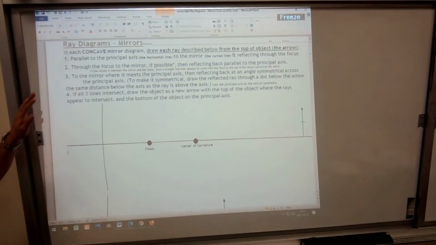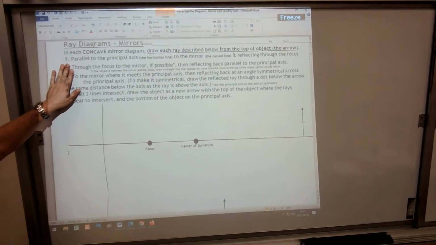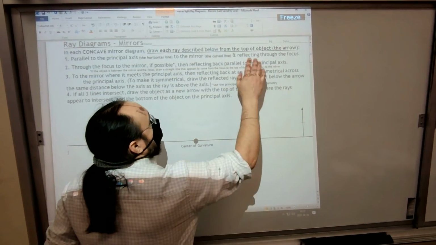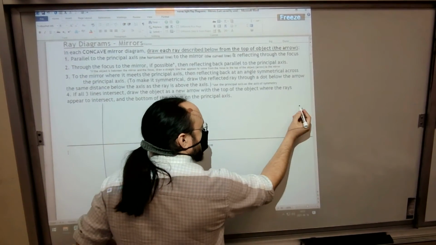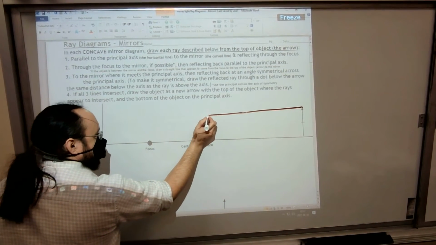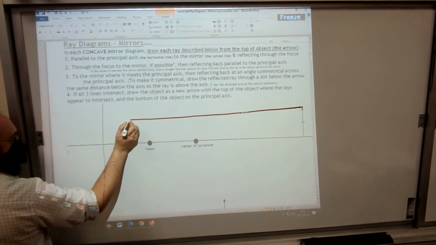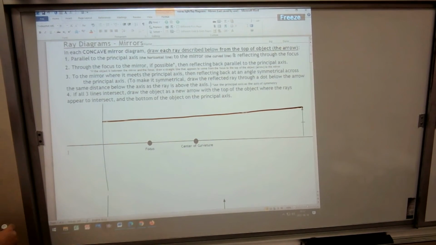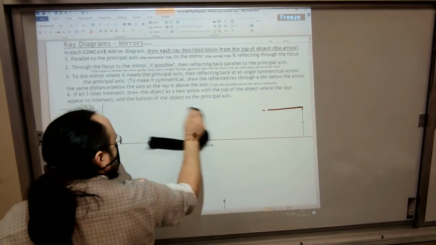So our first ray, just like yesterday, goes parallel to the principal axis to the mirror, and they all start from the top of the object right here. I'm going to do my best to draw a straight line without using a meter stick as a straight edge. Y'all might want to use a straight edge, but that's pitiful. We'll try again.